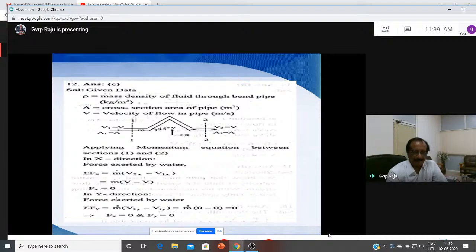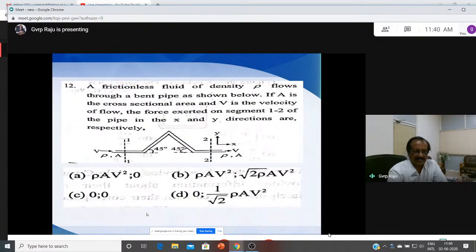In the y direction, this is v2y minus v1y. The flow is perfectly in the x direction, there is no component in the y direction. So you cannot get v2y and you cannot get v1y. So v2y minus v1y is also equal to 0. So Fx is equal to 0 and Fy is equal to 0. So the answer is C.